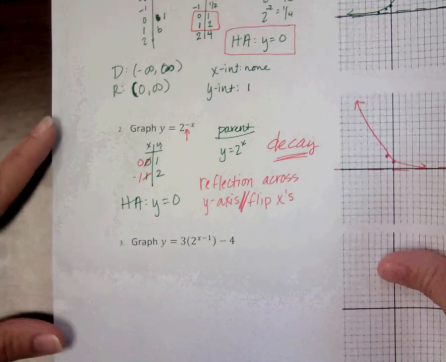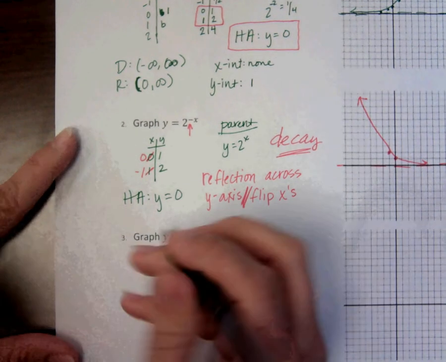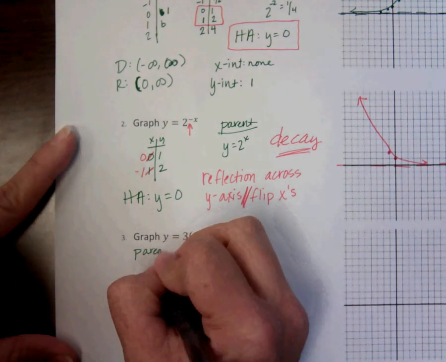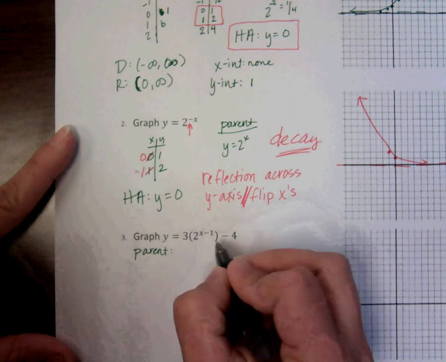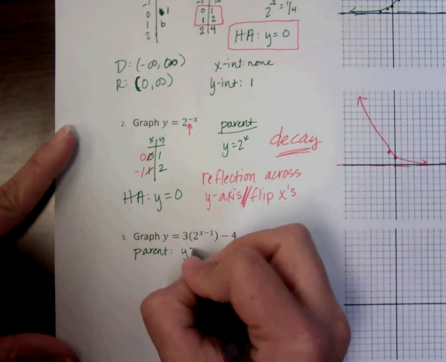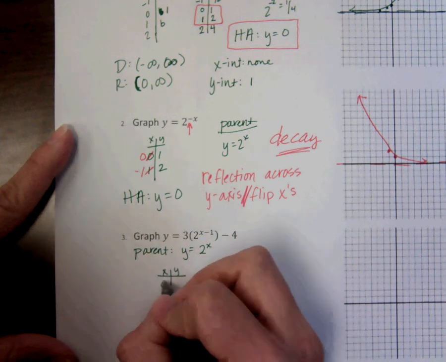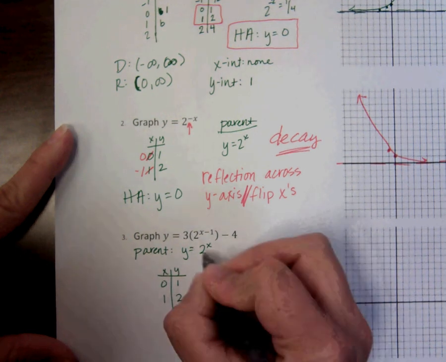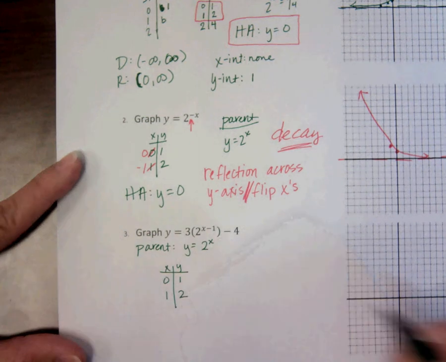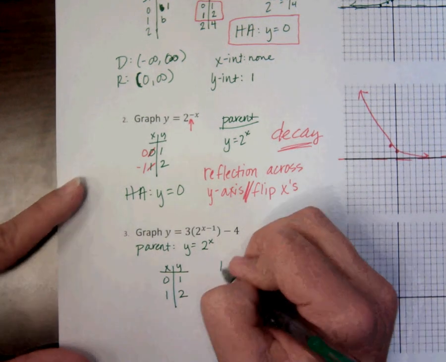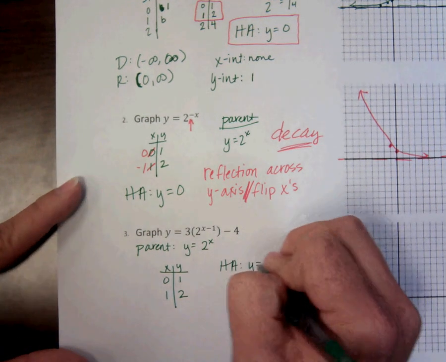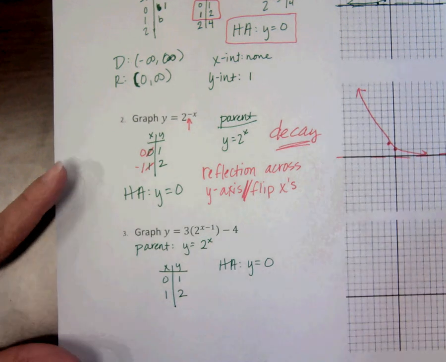Number 3 has some more transformations involved. What I do want you to notice is that your parent function has not changed. If I remove any multiplying and dividing, any adding and subtracting, my parent function is still 2 to the x. So the table I'm starting with is (0, 1) and (1, 2) from my parent function. This is always your base, remember, on that exponent. And my horizontal asymptote is starting at 0. Then we do our transformations.